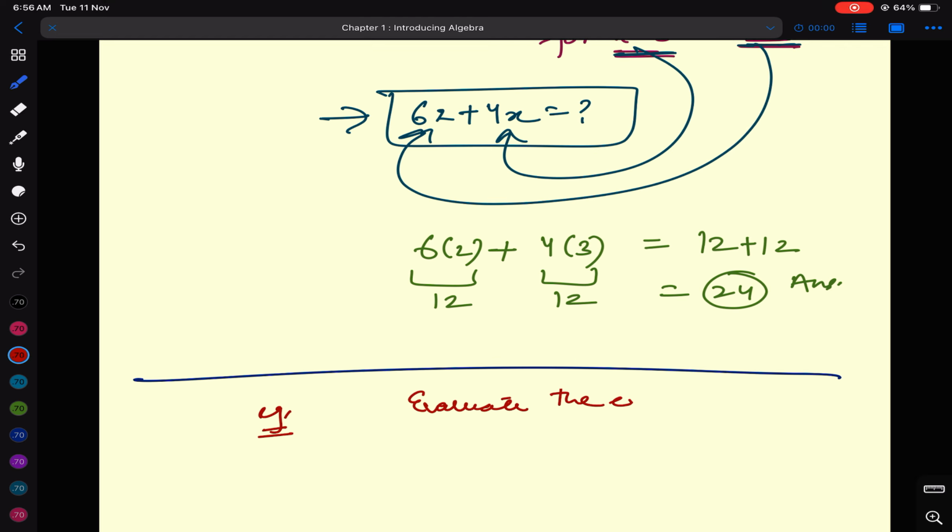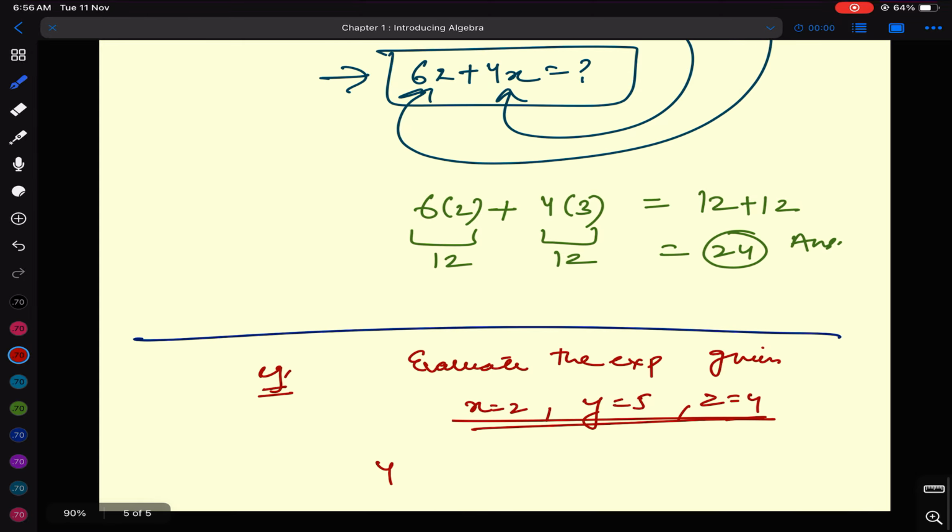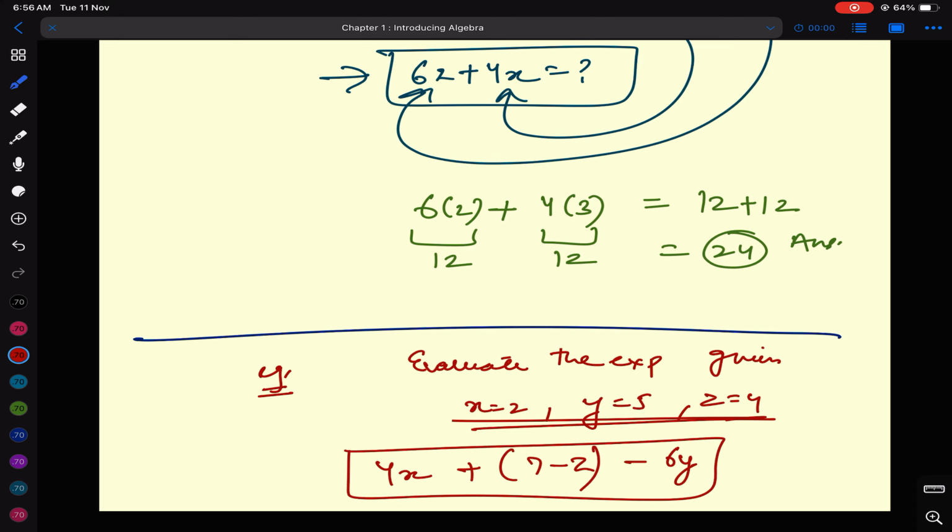Now what are the values of the variables that are given to us? X is given as 2, y is equal to 5, and z is equal to 4. We have to make use of these values of the variables to evaluate the expression, which is 4x plus 7 minus z minus 6y. Clear? So this is the expression and the values of the respective variables are given to you. Now let's substitute them and figure out the value of the expression.